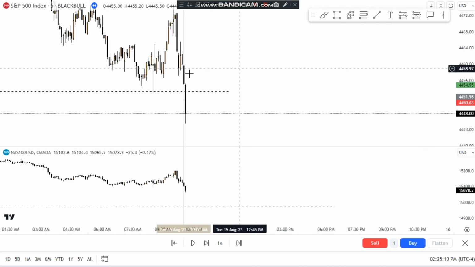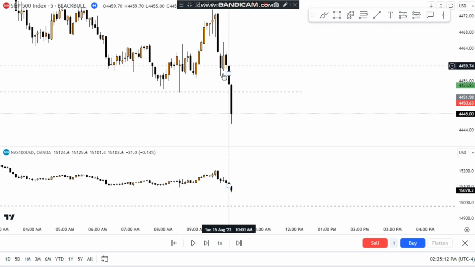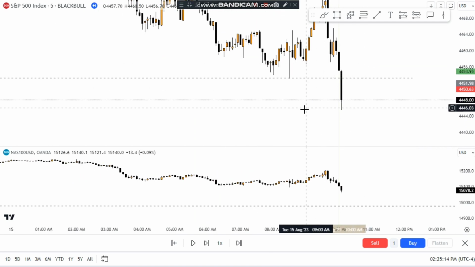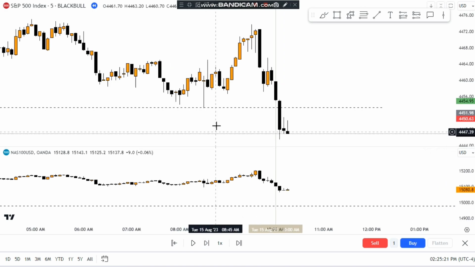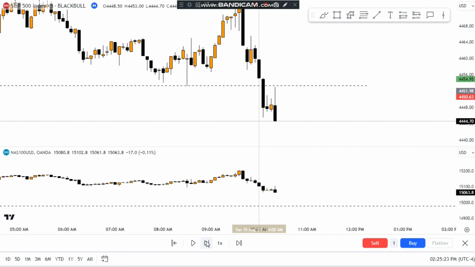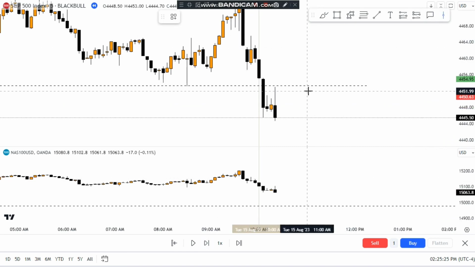Okay, so still there was no fair value gap to the upside, but it was bullish. Then I was waiting for this fair value gap to the upside. Let's see if we get any fair value gap. So still the price is going down, and this was our 11.